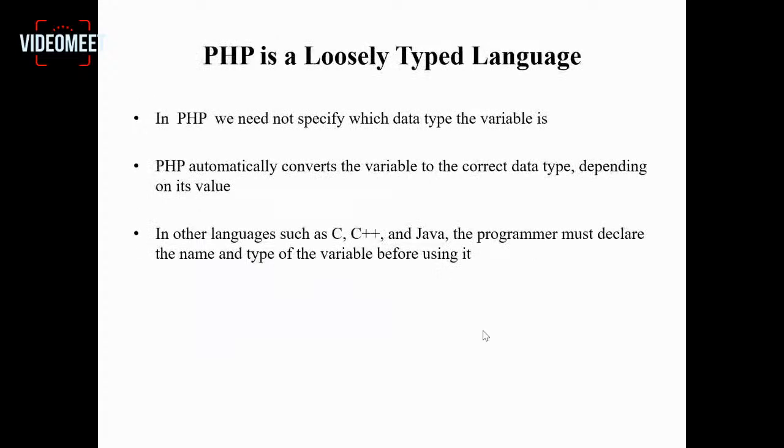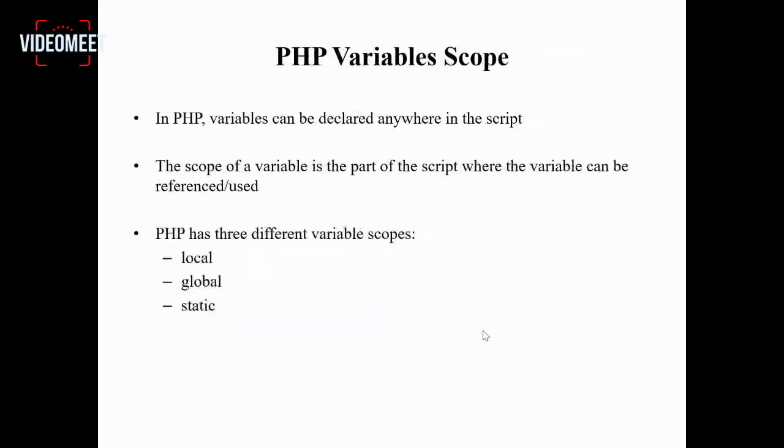Fine. So I was telling you PHP is a loosely typed language. Loosely typed means you don't have any keywords for mentioning the data type of the variable, like Python. So in PHP, we need not specify which data type the variable is. PHP automatically converts the variable to the correct data type depending on its value. In other languages such as C, C++, and Java, the programmer must declare the name and type of the variable before using it. We have already discussed these things earlier.